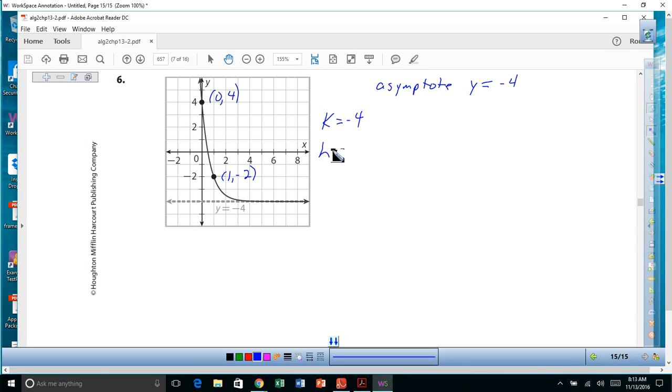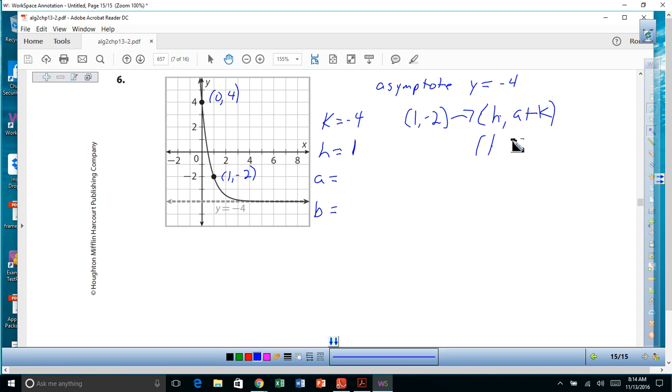So we need to find out what h is, what a is, and what b is. Well, we've got this point 1, -2. Now, if you remember, that's going to be h, and a plus k. All right, so this is negative. This is 1. So our h is 1.